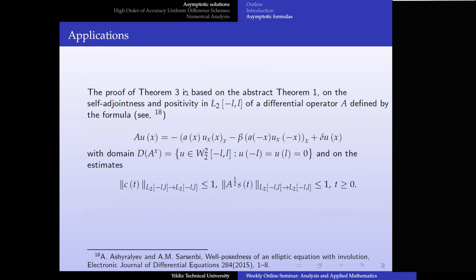The proof of Theorem 3 is based on the proof of abstract Theorem 1, and on the self-adjointness and positivity in L2 of minus L to L of a differential operator with the following domain, and the following estimates hold. For this, we refer to Ashyralyev and Sarsenbi, their publication 18.